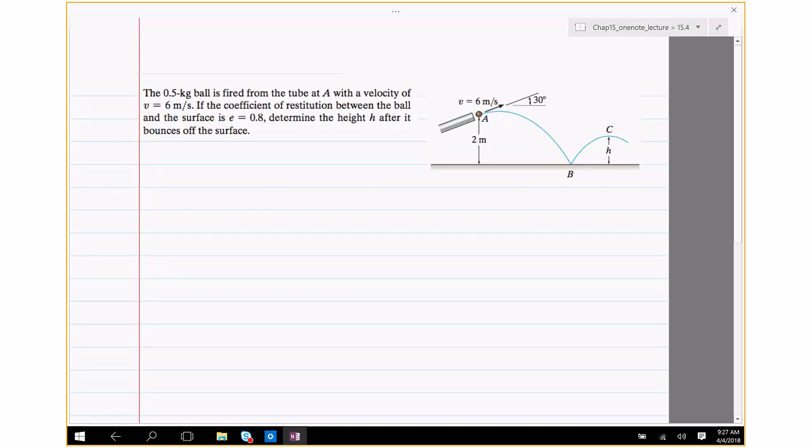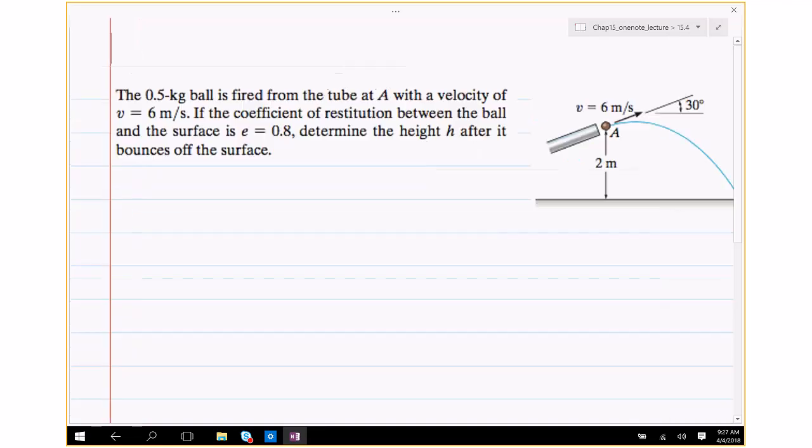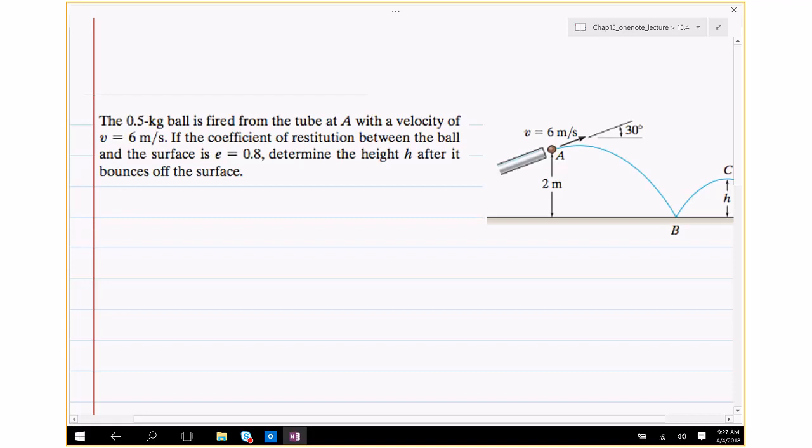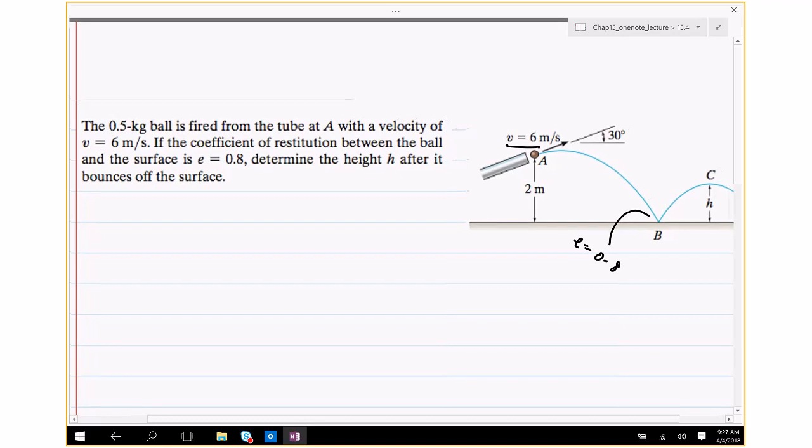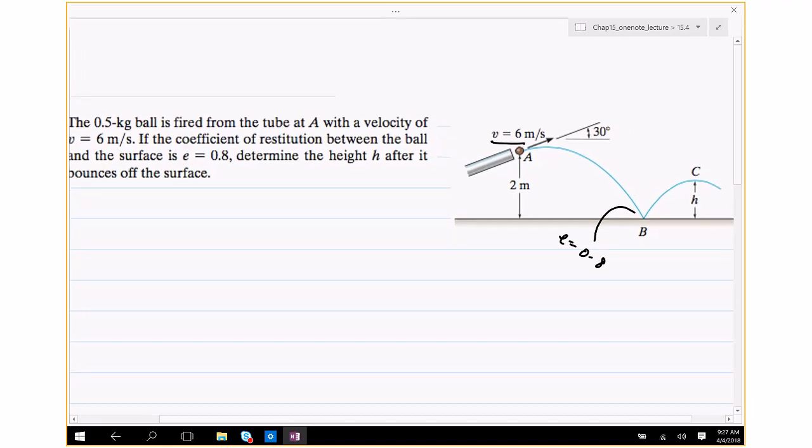Let's solve a problem. The 0.5 kg ball is fired from a tube A with a velocity of 6 meters per second. If the coefficient of restitution between the ball and the surface is 0.8, so E is 0.8, determine the height h after 8 bounces off the surface. So you're going to find this height.